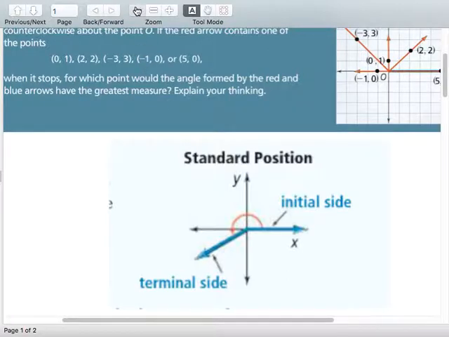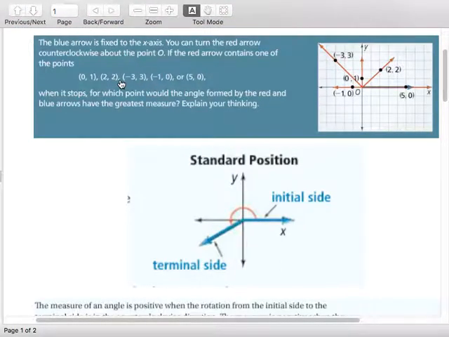All right, we're going to go ahead and start. We're going to skip the blue box up here and go straight into an angle in standard position.